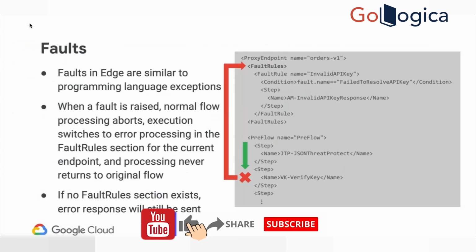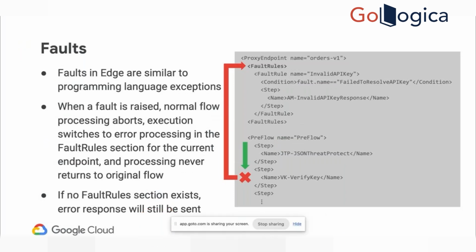Just to do a quick recap, in APG, when the fault occurs, the control will break. Control will try to look for the fault rule section. Fault rule section is the one where we attach, usually, an assign message policy. In those policies, we will set the fault response payload where we have a more meaningful error message, the status code and any other header we have to set. Then it will provide that response to the consumer.